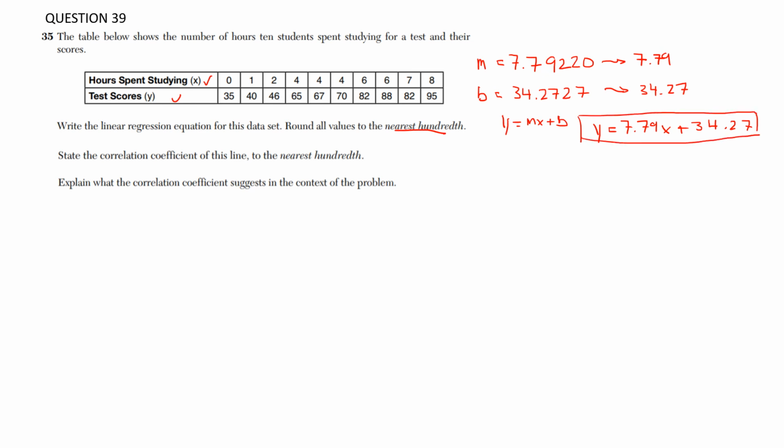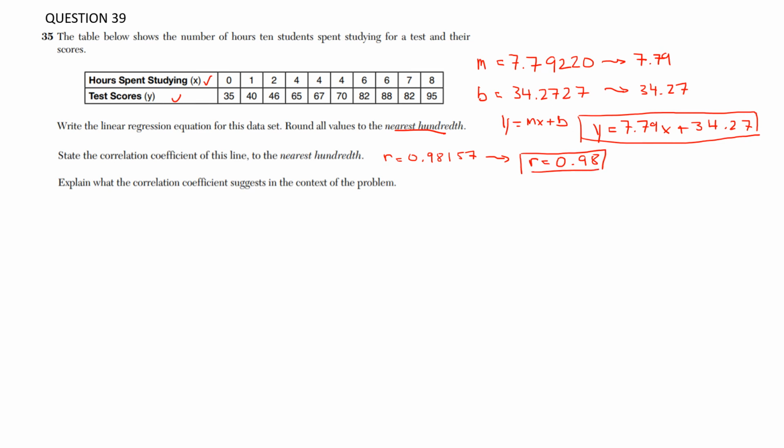For the second part, it asks us to state the correlation coefficient. Now the correlation coefficient is the r value, right? So r equals 0.98157, but we have to round that, so r equals 0.98, and that's our answer there.